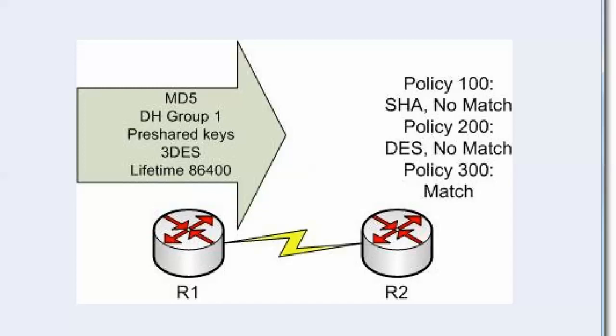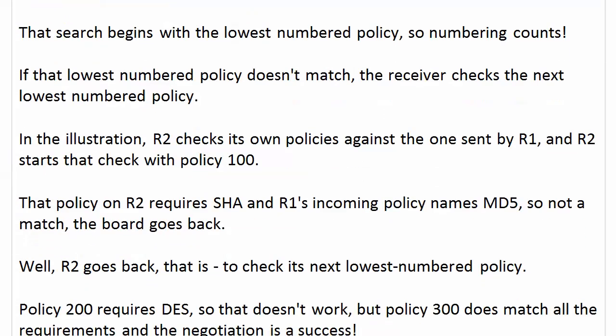Then policy 200 is set for DES, which we know is just really weak. We wouldn't want to use that anyway. But we've got 3DES coming in on a policy, so that would not be a match. And then finally, policy 300 could be our match.